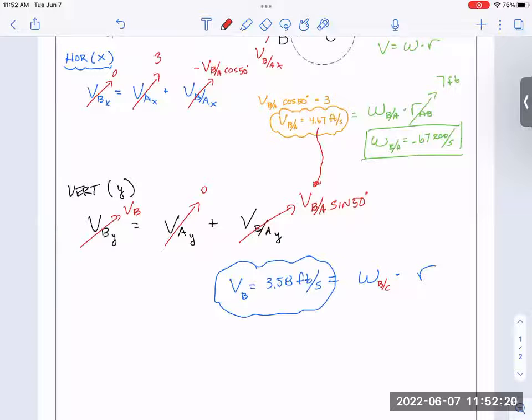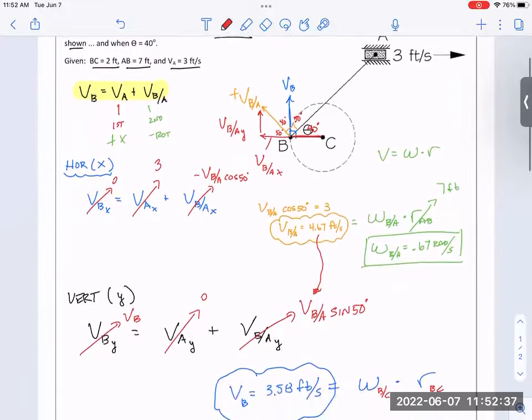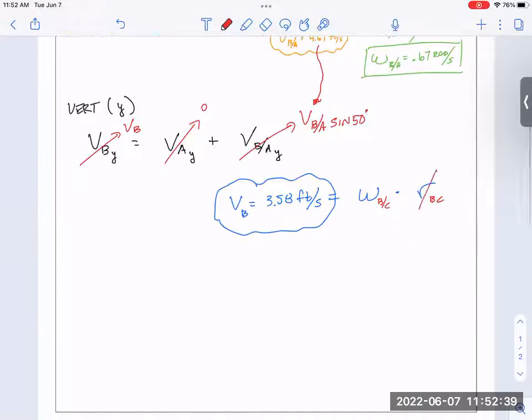This is not what you would see in the book. They just say like CB. They just kind of write it randomly, and I get that because they're just saying the line we're talking about here is CB. And the radius, therefore, is also CB or BC or whatever you want to call it. How long is that thing? We know that radius, BC, geometrically, we were told was 2 feet. So all I have to do is take 3.58, divide by 2, and actually know that angular speed now. The angular speed of B as it rotates around C then, 3.58 divided by 2 is 1.79.